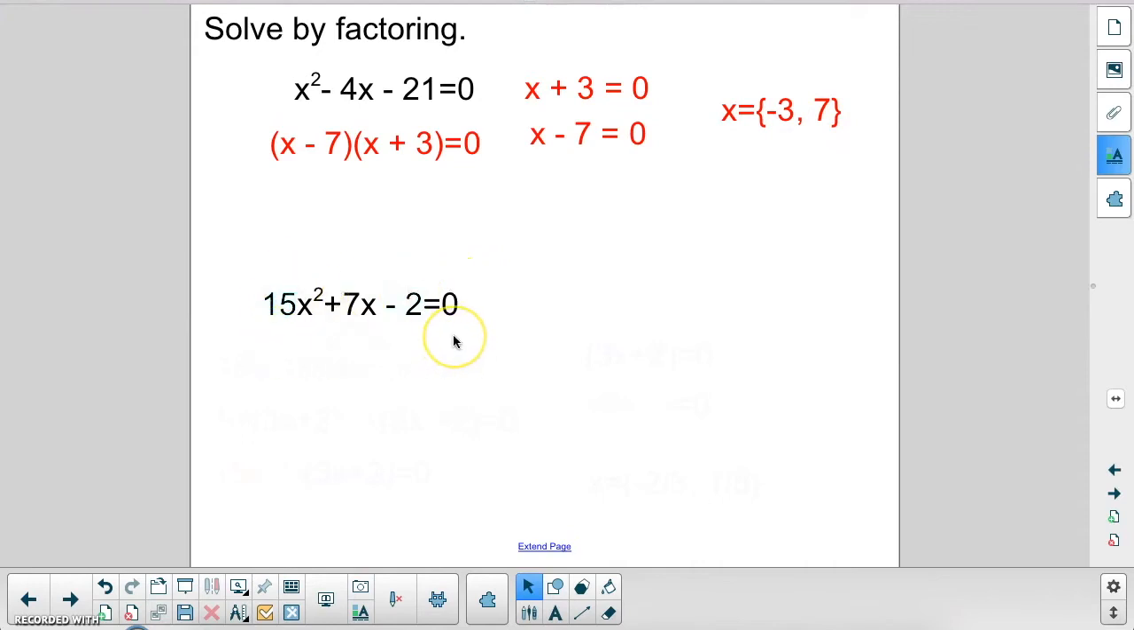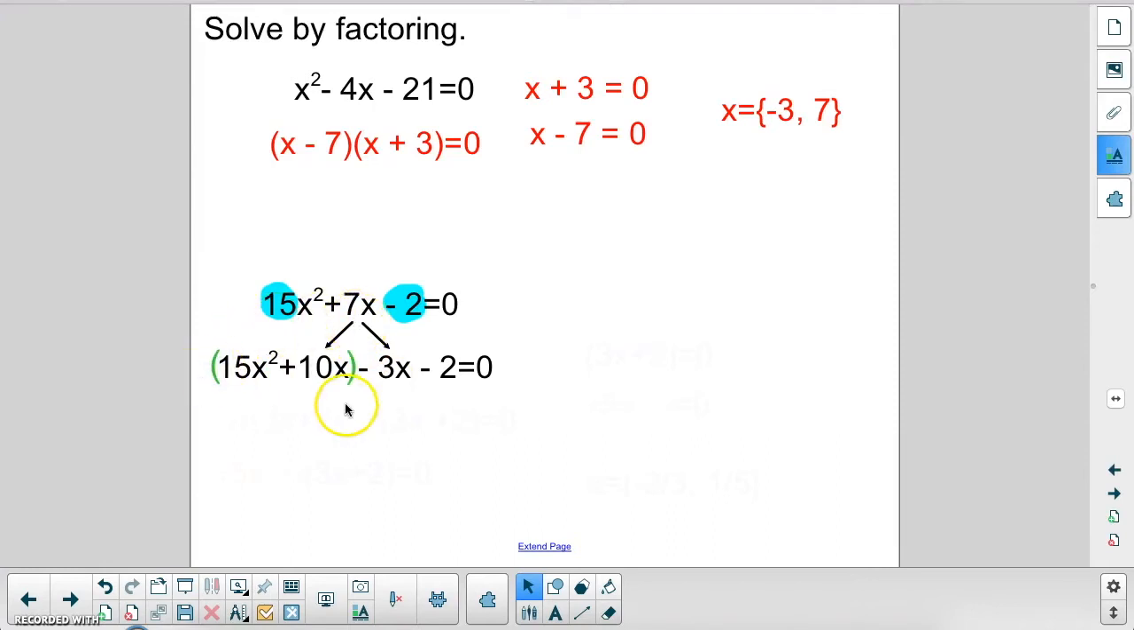This next one is a little more complicated because our a value, or the coefficient of our x squared term, is not 1. So in this one we have to factor by grouping. So the first thing we do is multiply a and c together and we get negative 30. Then I'm looking for factors of negative 30 that are going to add to 7. So what I do is I break up that middle term into those factors. The factors of 30 that are going to add to positive 7 are positive 10x and negative 3x, which would give us 7x.